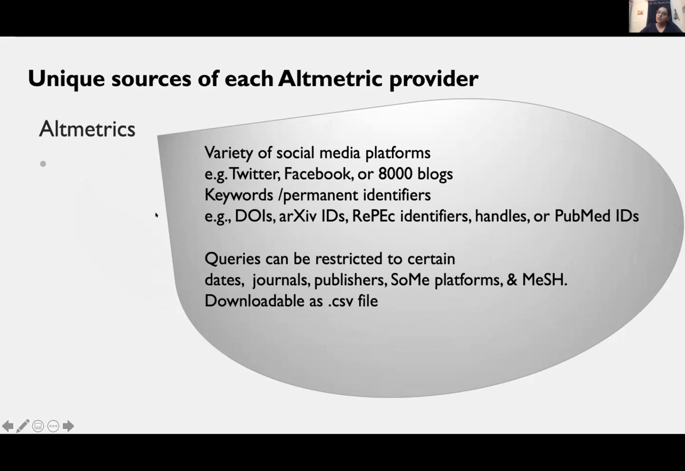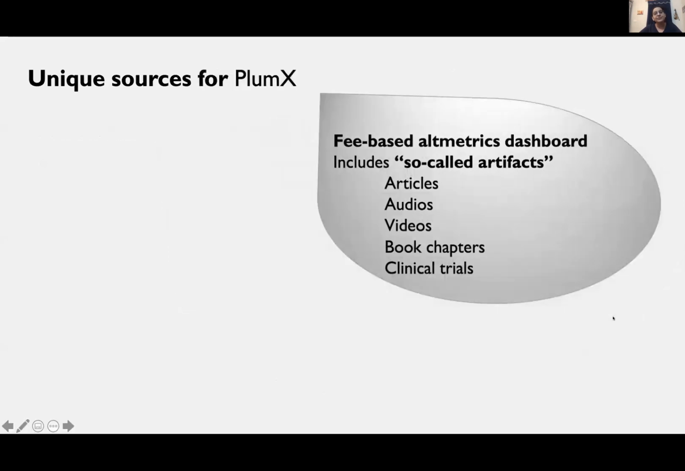Also, the advantage with Altmetric is you can query certain dates. So what was the Altmetric score of this article on this date, or specific to a journal. So it's a database where you can search it just like PubMed, restricted to a journal, a publisher, or a particular platform, and also by the MeSH ID. So medical subject headings. And these are downloadable as CSV files, which can then be analyzed conveniently.